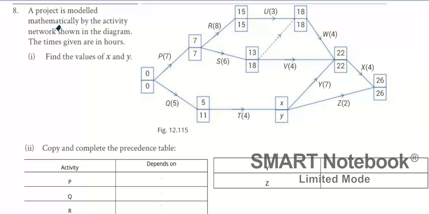The project is modeled mathematically by the activity network shown in the diagram. Times are given in hours. So here's our times, all right? Now, what's 5 plus 4? What do we think? 9. 9 on top.